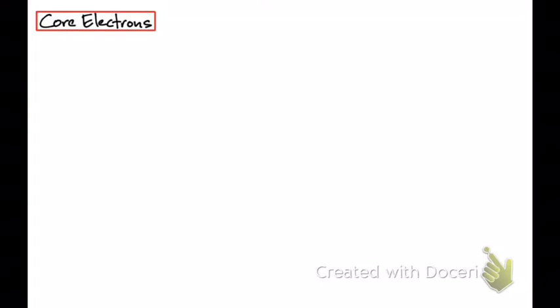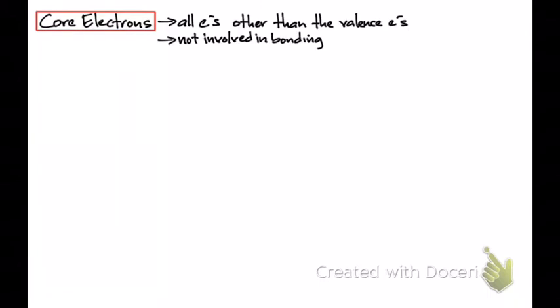The next concept is regarding core electrons. If you have valence electrons, the outermost electrons, we also have the core electrons. These are the electrons that are buried deep within the atom, and they're very difficult to access. It would require a lot of energy to access these core electrons compared to the valence electrons. By definition, core electrons are all the electrons other than the valence electrons, and these are the electrons that are not involved in chemical reactions or chemical bonding.